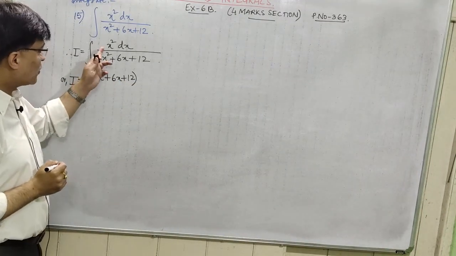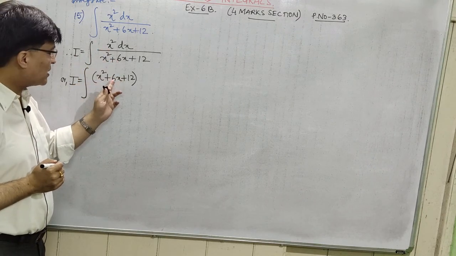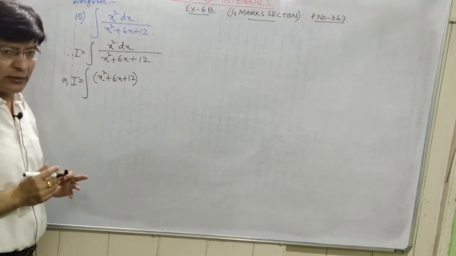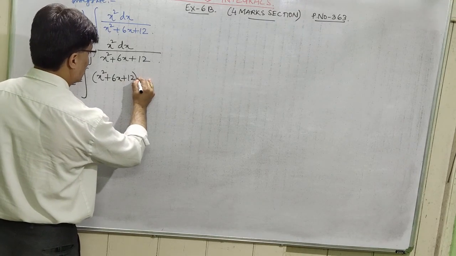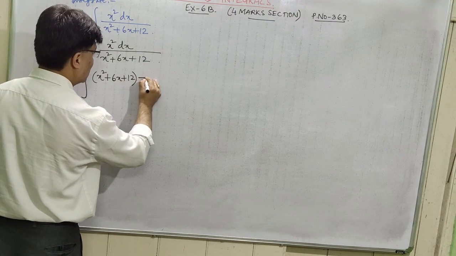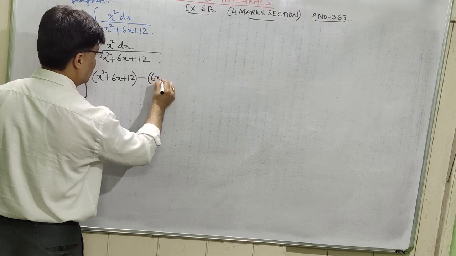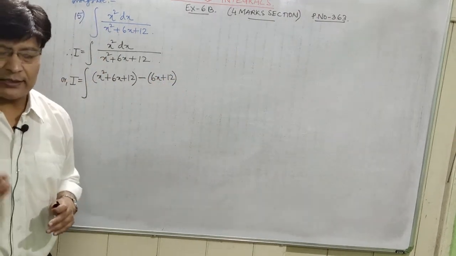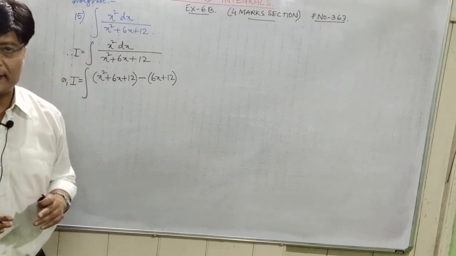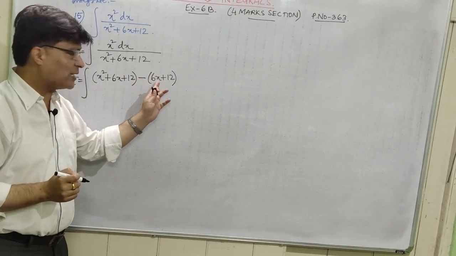So there is only x square, but here 6x plus 12 is not there, so you have to subtract it. So minus, then within bracket we write 6x plus 12. Actually it is minus 6x minus 12.